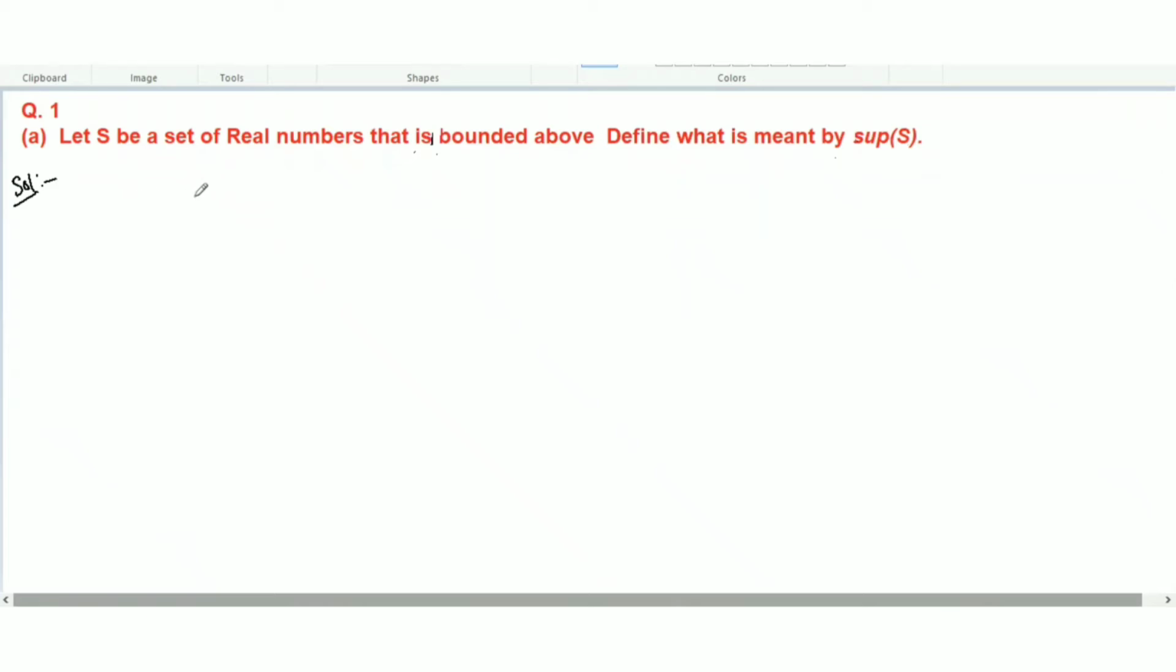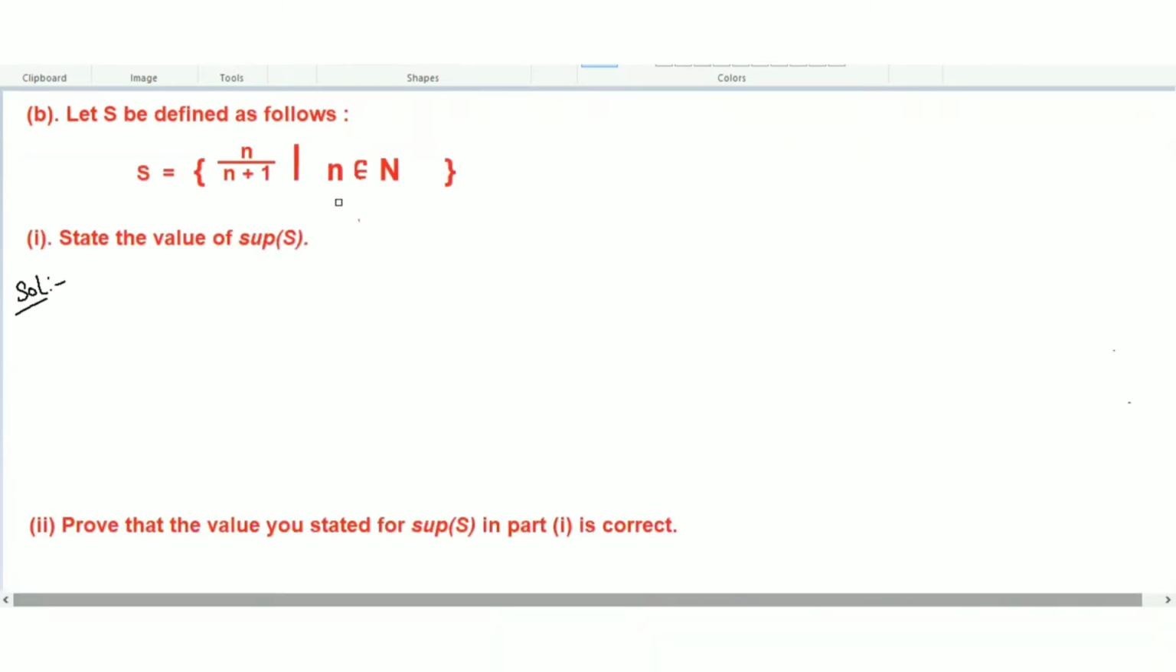So in this lesson, we are going to understand what is the meaning of supremum of S. Based on supremum of S, we are going to do this question here. Let S be a set of real numbers that is bounded above. Define what is meant by supremum of S, and we are going to do another question based on this.